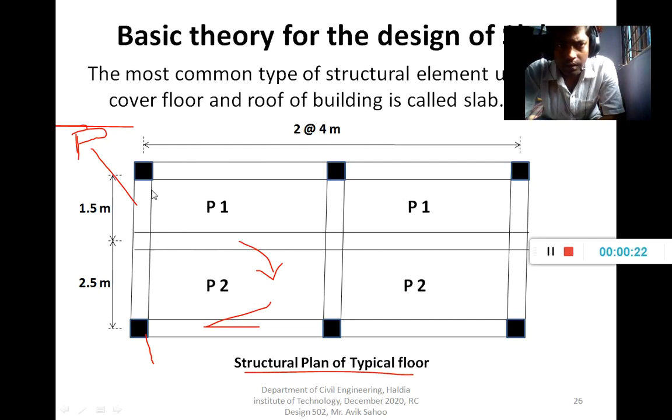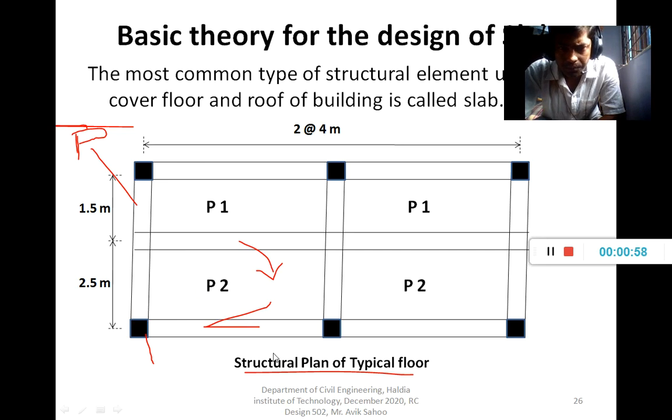and slab is a structural unit which is used to cover the floor and roof of a building. Now here the structural plan of a typical floor is shown, meaning the plan view is drawn and only the structural members are shown. What are the structural members? Beam, column and slab.